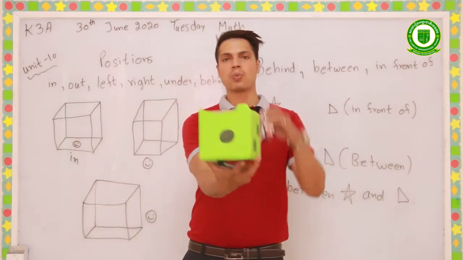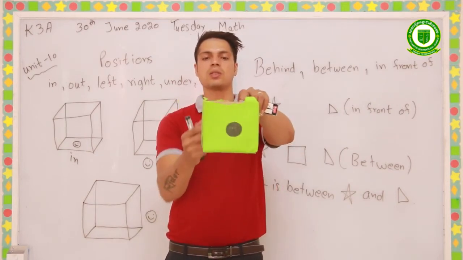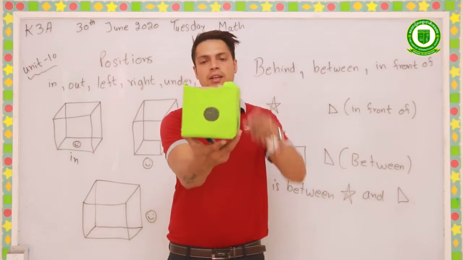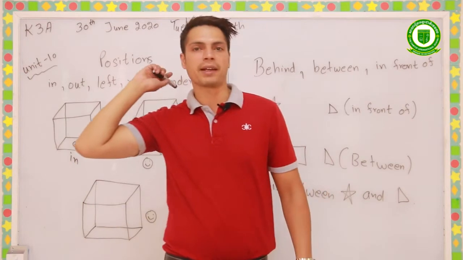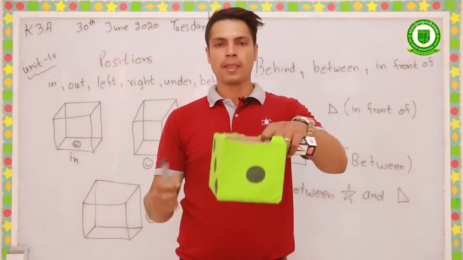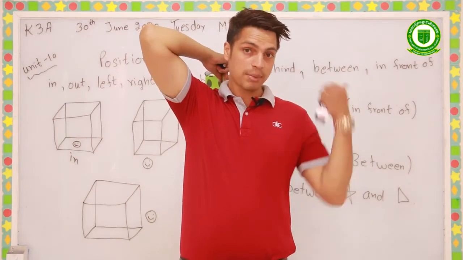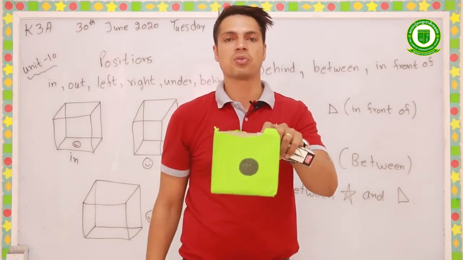Okay, now this box is in front of me. I can see this box, so that means this box is in front of me. Like this. Behind, at the back. In front, behind. If I take this box at the back, that means this box is behind me. This box is in front of me now.